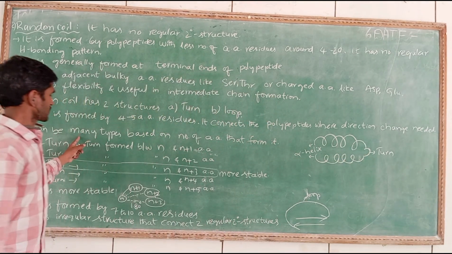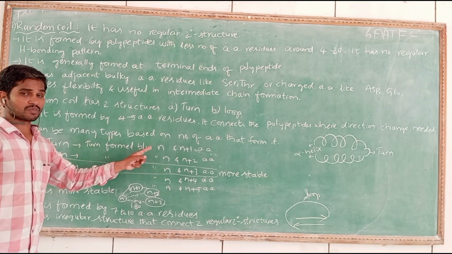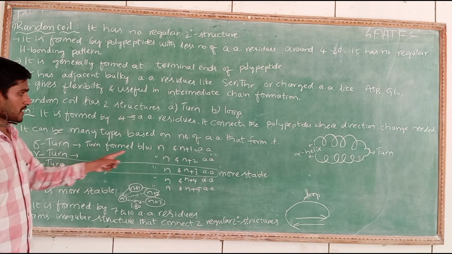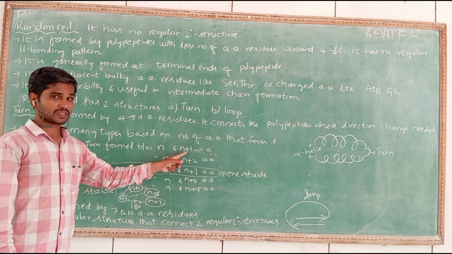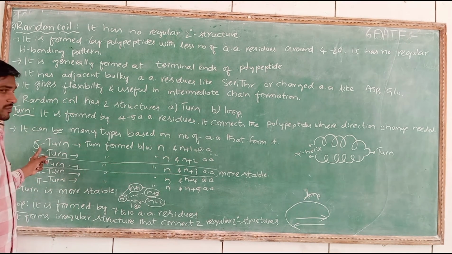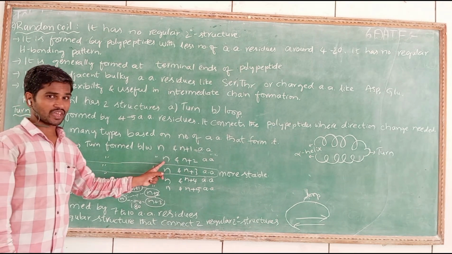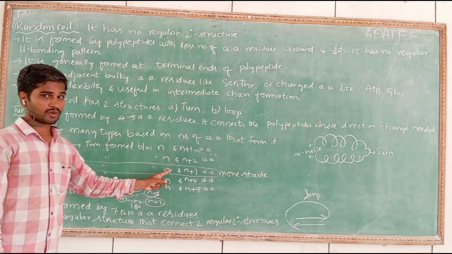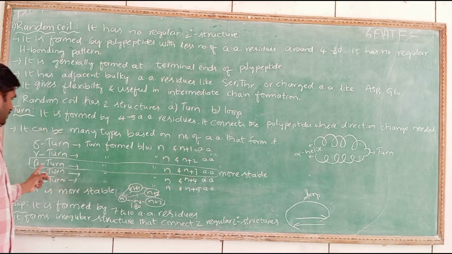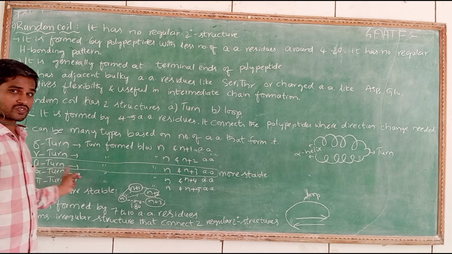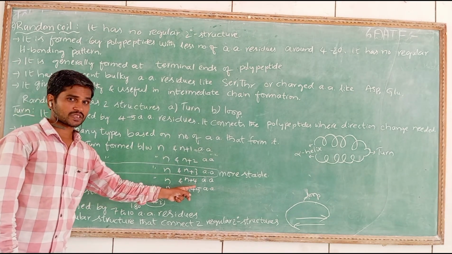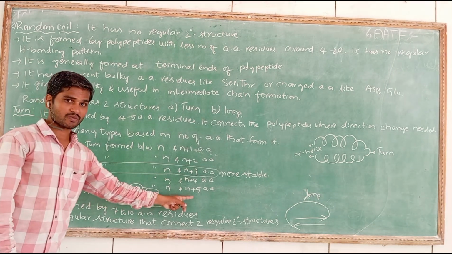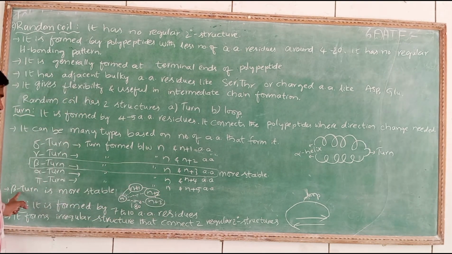Then a turn can be of different types based on the number of amino acids that form the turn. If the turn is formed between N and N plus 1 amino acid, then the turn formed is delta. If it is formed between N and N plus 2 amino acids, it is called the gamma turn. If it is formed between N and N plus 3 amino acids, it forms a beta turn, which is more stable. If it is formed between N and N plus 4 amino acids, it is called alpha turn. If it is formed between N and N plus 5 amino acids, it is called pi turn. So beta turn is more stable.